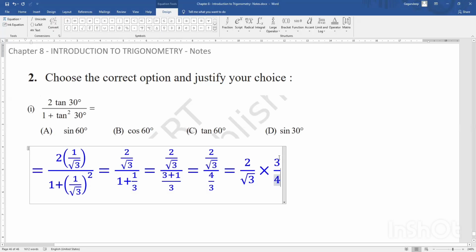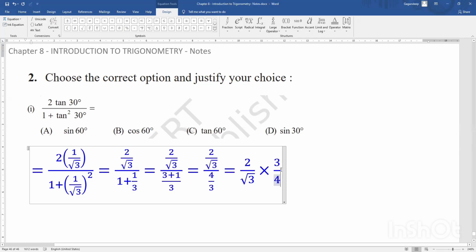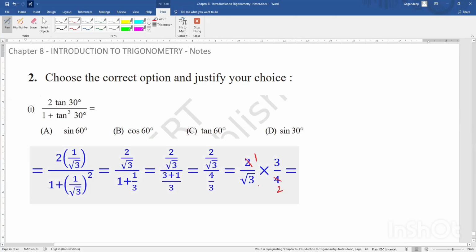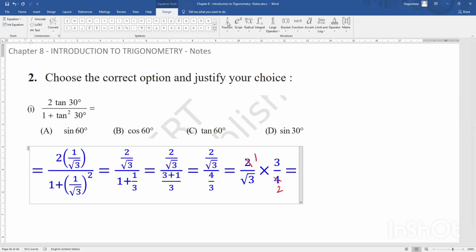So this will be nothing but 2 ones are 2. Now here when you do the cancellation, you should be very careful, I tell you, because when you do like this, 2 ones are 2, 2 twos are 4, and you get 3 by root 3, 2 root 3. Okay. So we write this 3 by 2 root 3.